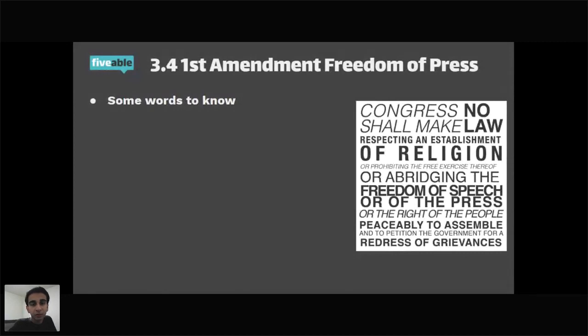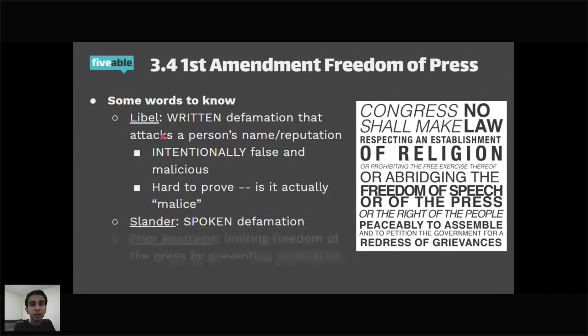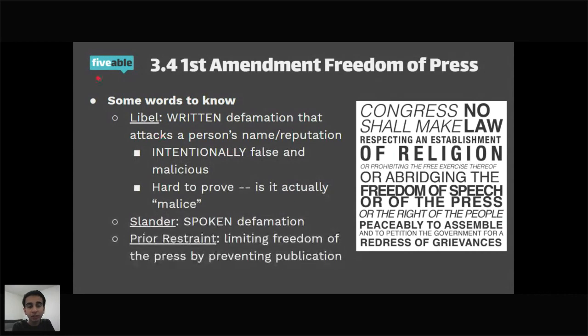Okay, so let's go ahead and move on into the freedom of the press. Some words to know and some commonly confused words are going to be libel and slander. Libel is written defamation, so anything that's actually written, and attacks a person's name or reputation. The key thing here is that there has to be a proof of malice. That's really hard to prove, and it's really hard to prove that it's intentional, which is why it's hard to sue someone for libel.